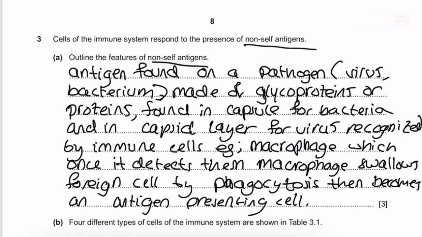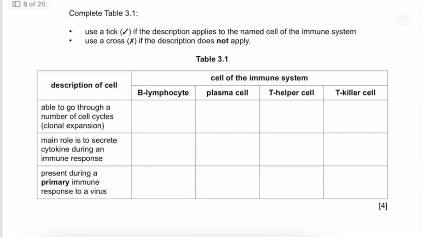Okay, this moves me on to B. Four different types of immune cells are shown in Table 3.1. Immune system. Now it says complete Table 3.1. Use a tick if the description applies to the name of the cell of the immune system. Use a cross if the description does not apply.